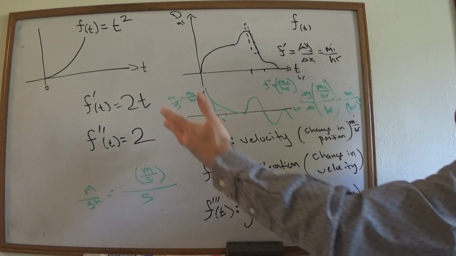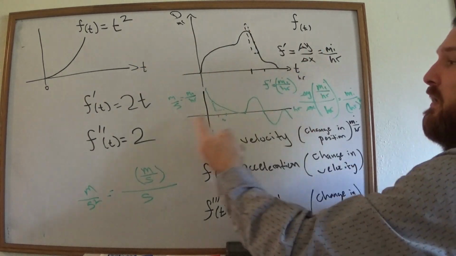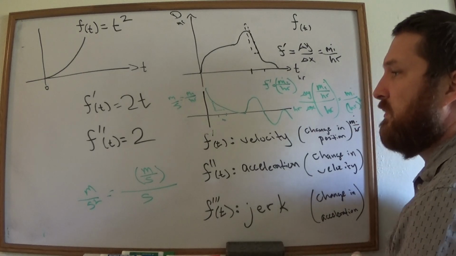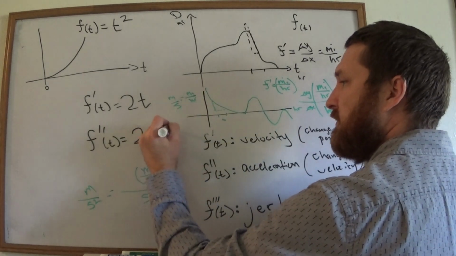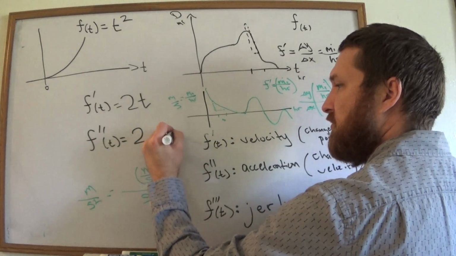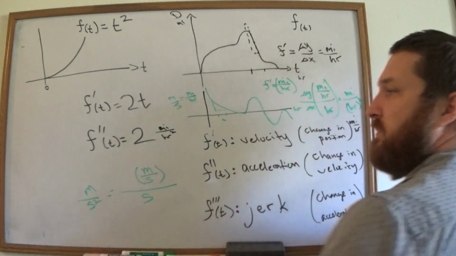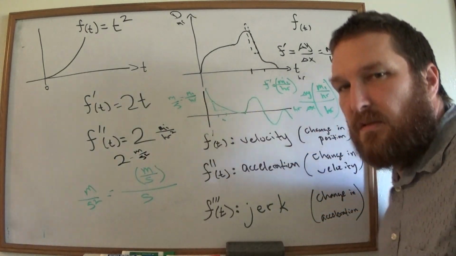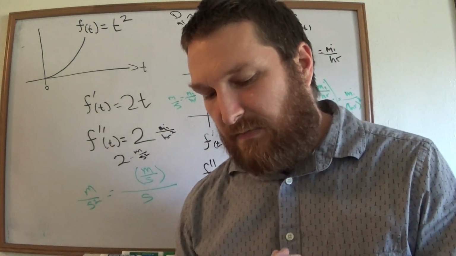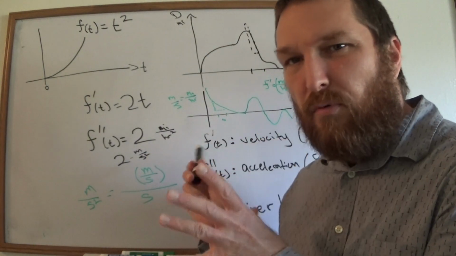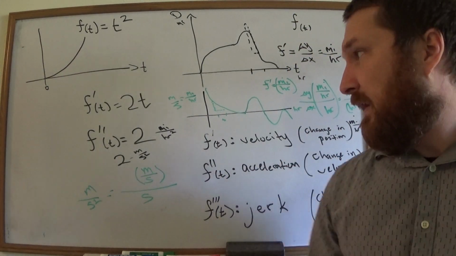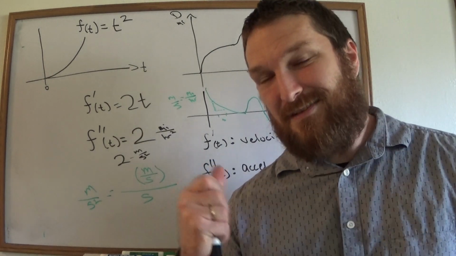And so, if my original were miles per hour, then the units on this would be miles per hour squared, or if it were in meters per second, it would be 2 meters per second squared, and so on and so forth. When that stuff comes up in the future, we'll do a brief review of that, but it's just good stuff to know.